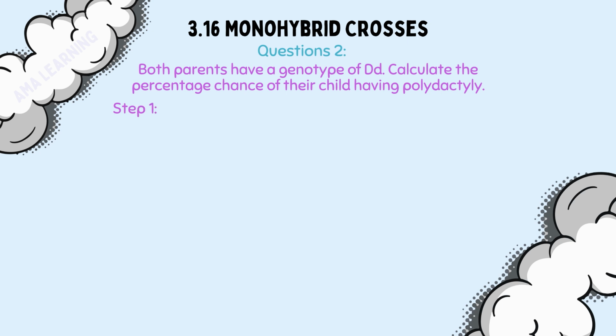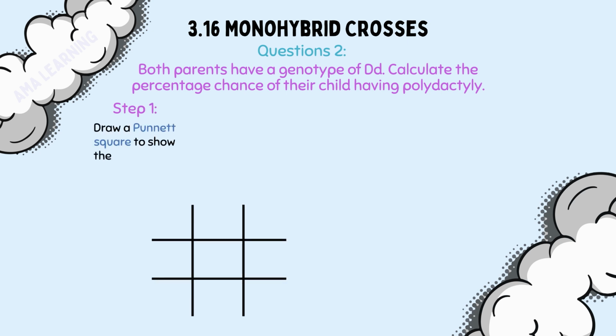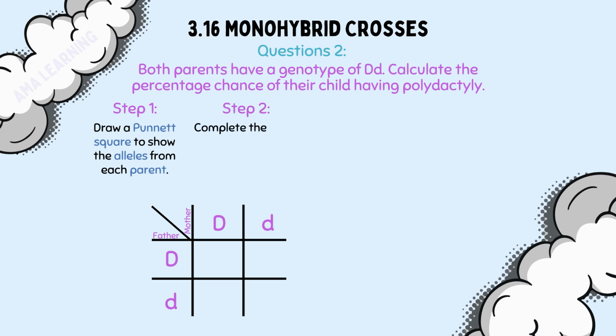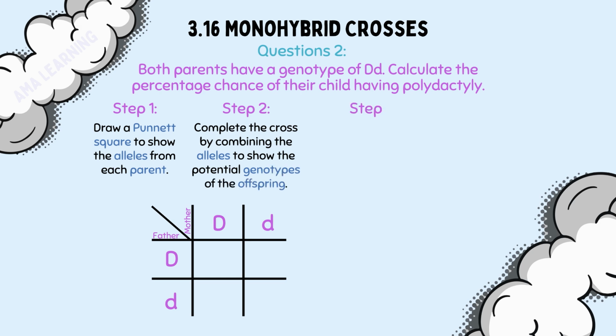Step 1. Draw a Punnett square to represent the alleles from each parent. Both parents are heterozygous for polydactyly, which is a dominant trait, capital D and lowercase d. Step 2. Complete the cross by combining the alleles to show the potential genotypes of the offspring. Step 3. Identify the resulting phenotypes, physical traits, based on the dominance or recessiveness of the alleles.